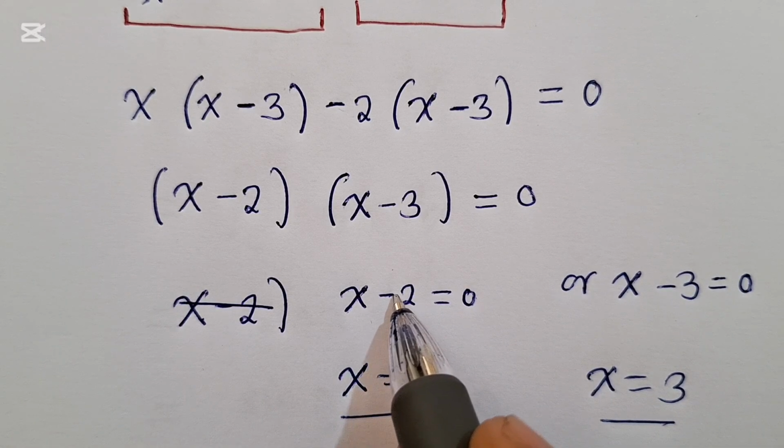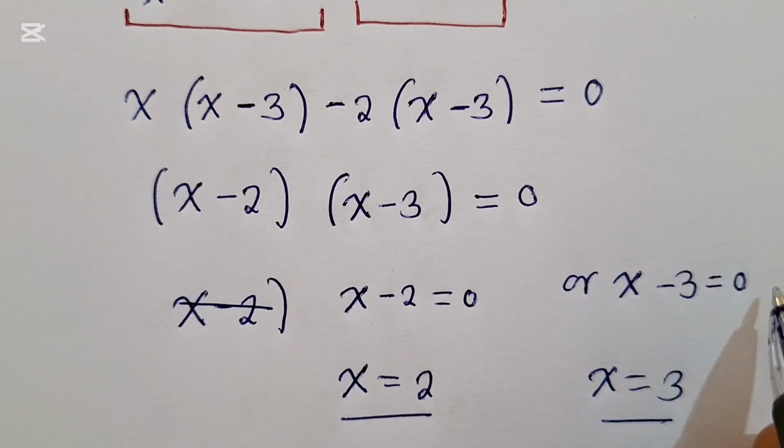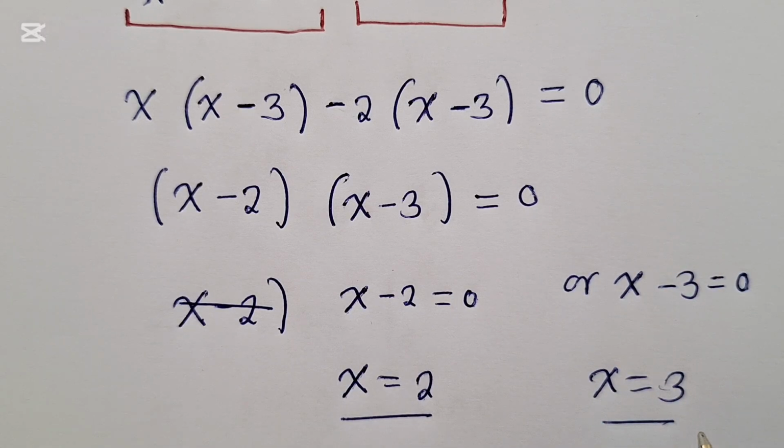-2 comes this side, it's +2. -3, this side, it's -3, this side, it's +3. So these are the two answers.